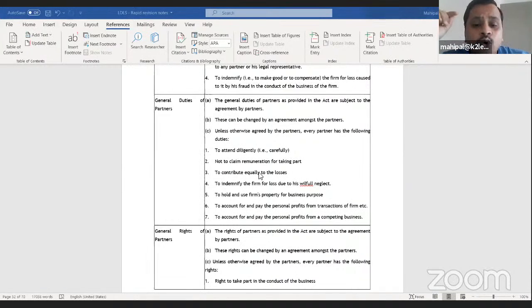They cannot hold the property in their own name. They have to account for the personal profits made out of the transaction in the firm's name. They have to account or pay from the profit of the competing business.